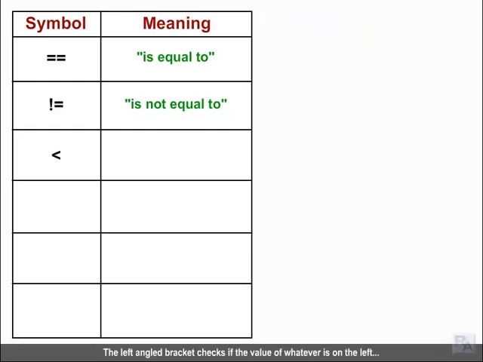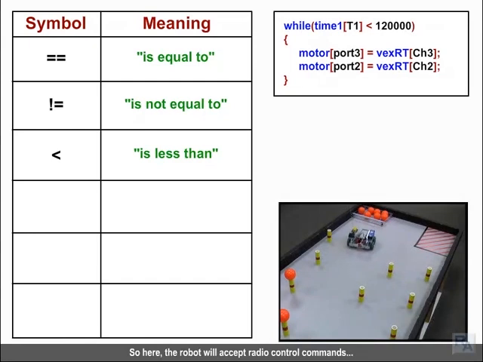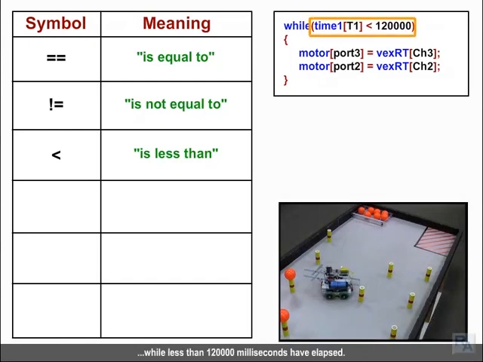The left-angled bracket checks if the value of whatever is on the left of the operator is less than the value of what is on the right. So here, the robot will accept radio control commands while less than 120,000 milliseconds have elapsed.